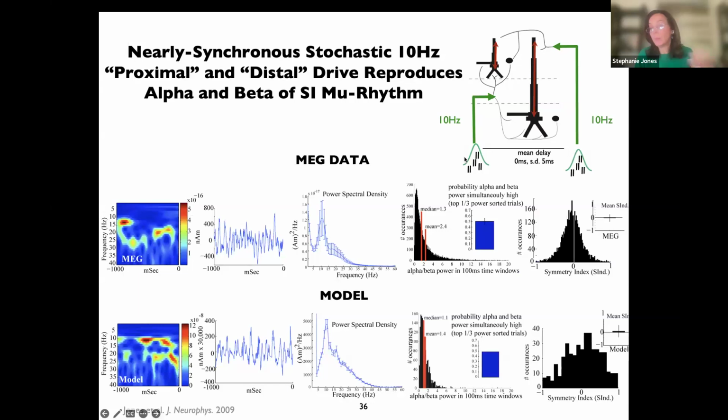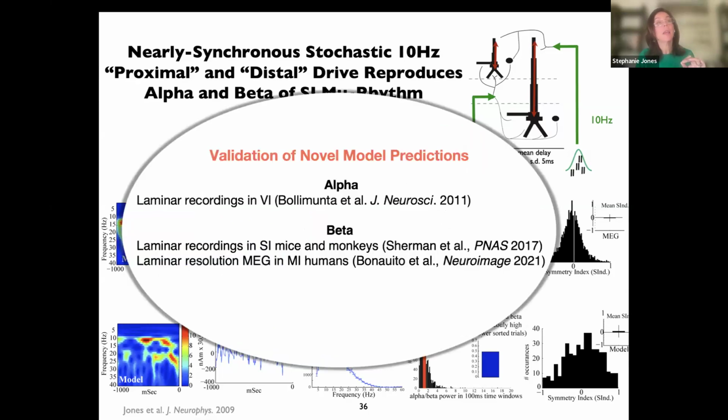Now, again, this was a new prediction about where this S1 mu rhythm comes from. But because of the level of detail in the model, we could test a lot of these predictions. And we now have validation of the model from predictions from laminar recordings in V1. This isn't a paper by our group, but a paper published by Charlie Schroeder's group. And then we have laminar recordings in mice and monkeys, and also high resolution MEG, which are starting to validate.